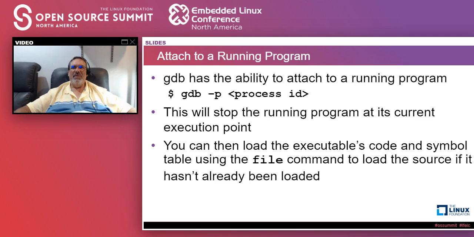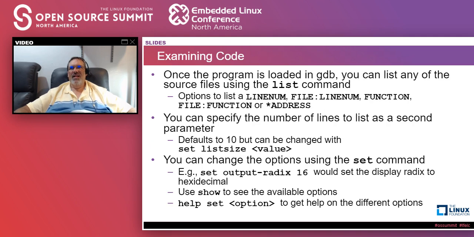You can keep stepping and it'll eventually turn back into C or C++ or whatever language you were actually using. Now, when we get ready to examine code, once the program gets loaded into GDB, you can basically list any of the source files. So if the code is made up of multiple .o files that are all linked together, that's fine. All you need to know is the name of the file and the line number or function name that you're interested in taking a look at.